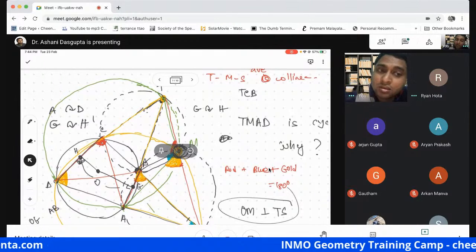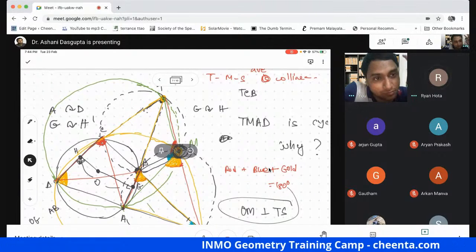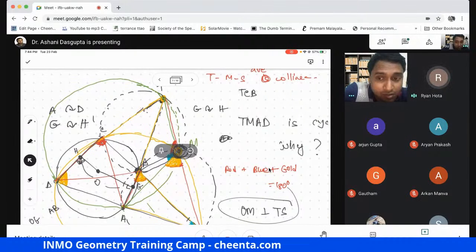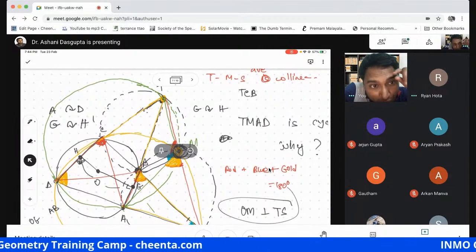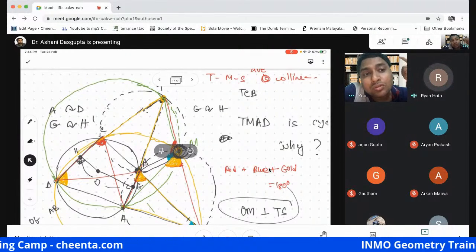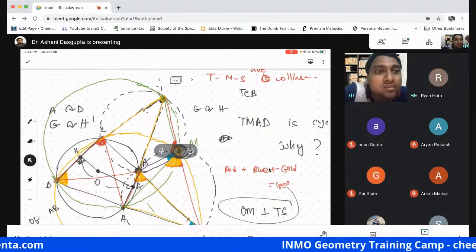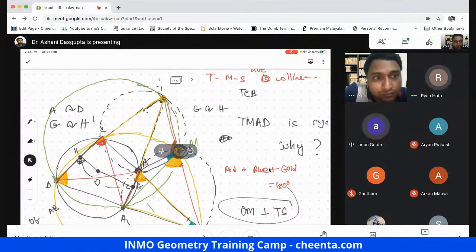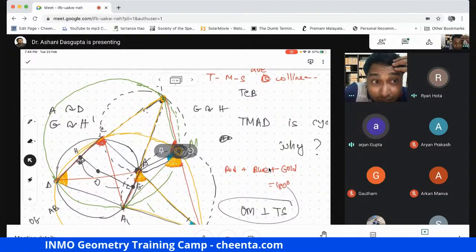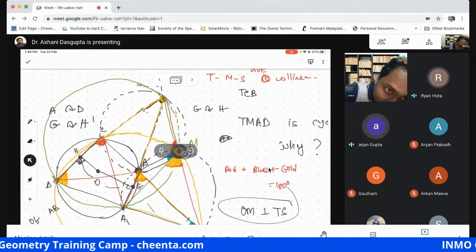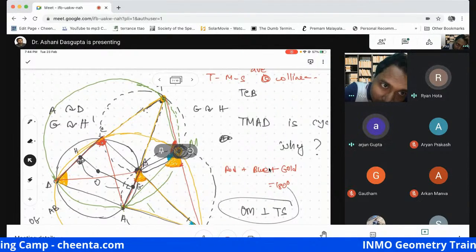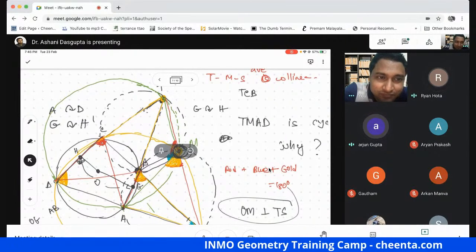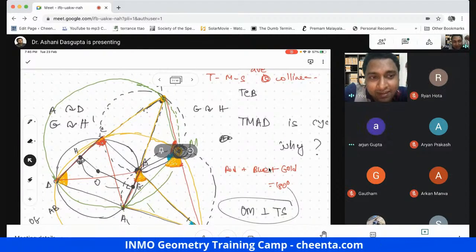Oh, so you see, if you're looking at this configuration, you want A to go to one of the three points, B, C, or D. Sir, he's asking that we have constructed two centers of spiral similarity, so can we construct more? If not, can we prove that we cannot construct more? Yeah, I understand his question.